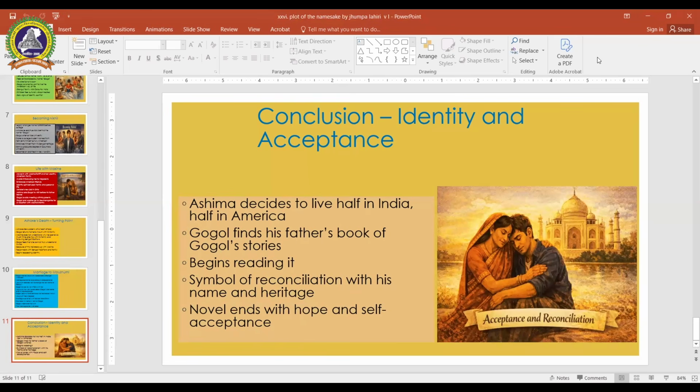To conclude the novel, The Namesake teaches us that identity is not about choosing one culture over another. Instead, identity is about accepting all parts of ourselves. Identity is fluid, flexible, ever evolving, negotiated with other cultures, traditions, relationships, language, places, beyond and across national boundaries.